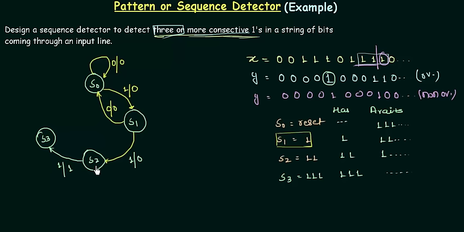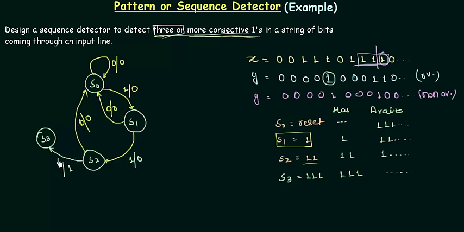So this is how the state table is being drawn. And if I'm on S2, I'm on 1, 1, S2, and the input is 0. So again it will go to S0 with the output equal to 0.